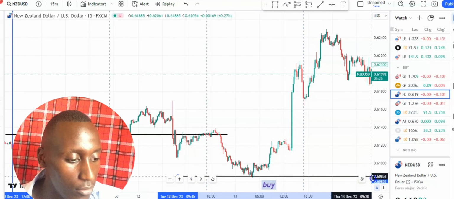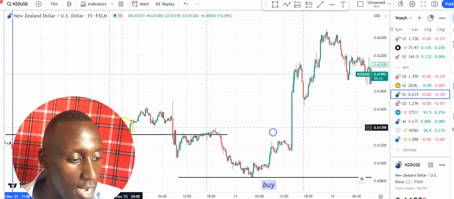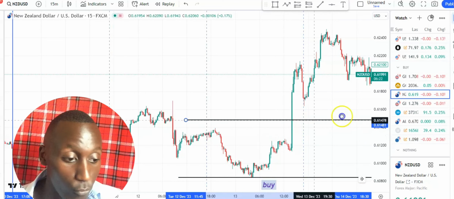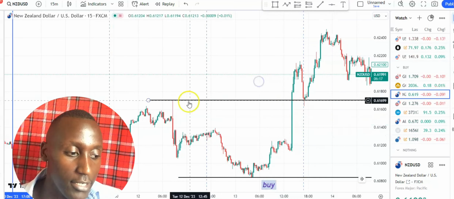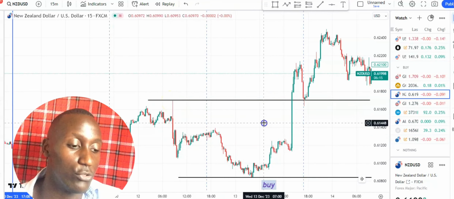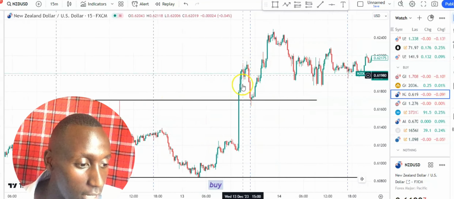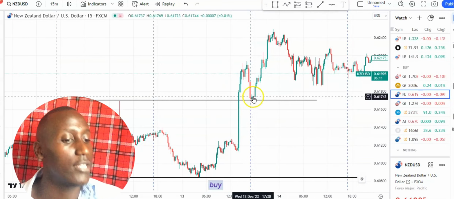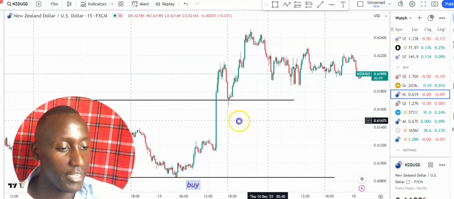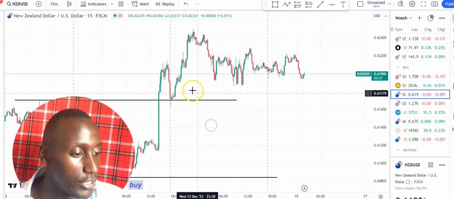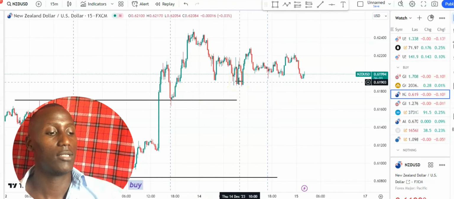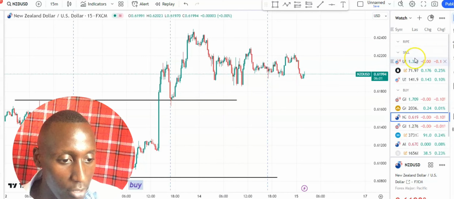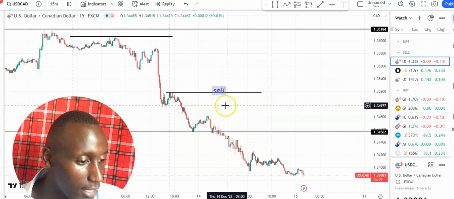Now look at how Wednesday we got our buy. Look at how Wednesday closes in relation to the high of the week set on Tuesday. Price breaks out and closes outside of that range, meaning I'd be looking for an opportunity to buy low. Simple. Another example, let's look at the Canadian dollar.